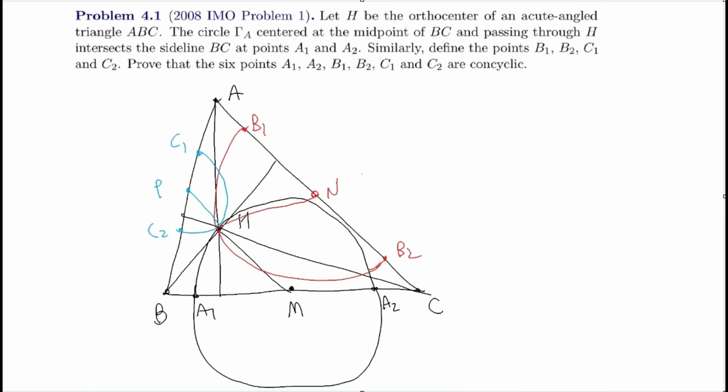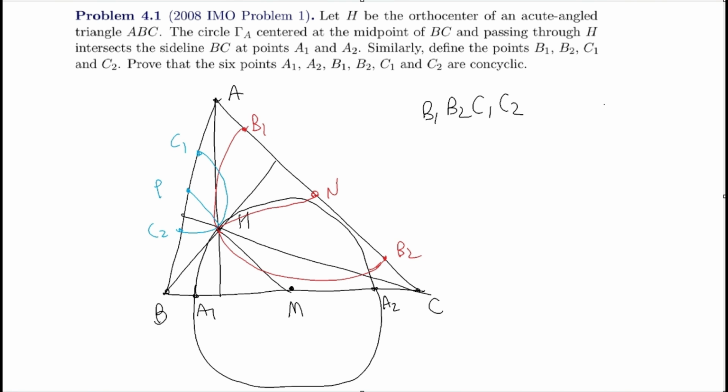So what can we do right now? Well, let's try focusing on proving that some of these points are concyclic, because proving that 6 points here are concyclic seems a bit hard and is a bit of a stretch. So for now, let's set a smaller goal and prove that B1, B2, C1, C2 are all concyclic. They all lie on the same circle.